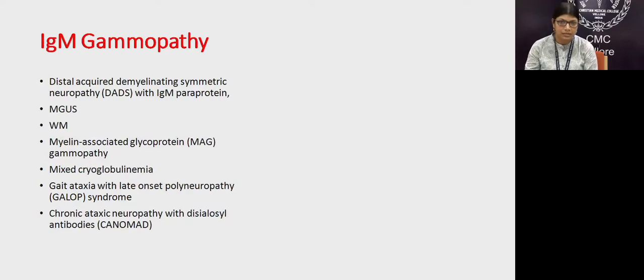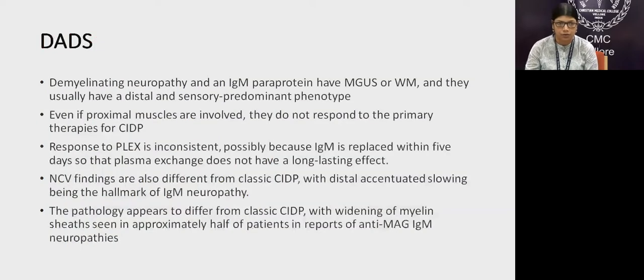Classically it presents as a distal demyelinating type of neuropathy. Mixed cryoglobulinemia, GALOP syndrome, which stands for gait ataxia with late onset polyneuropathy, chronic ataxic neuropathy with disialosyl antibodies, CANOMAD. So in the correct setting, we should be able to make a diagnosis, and neuropathy is a part of this whole systemic disorder.